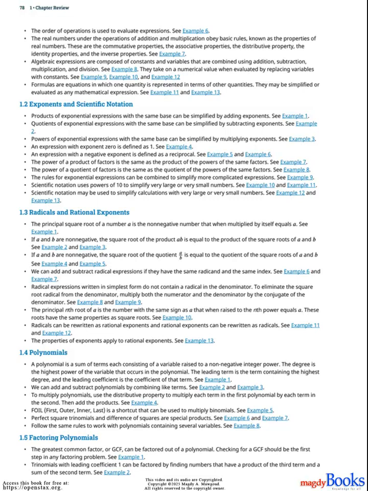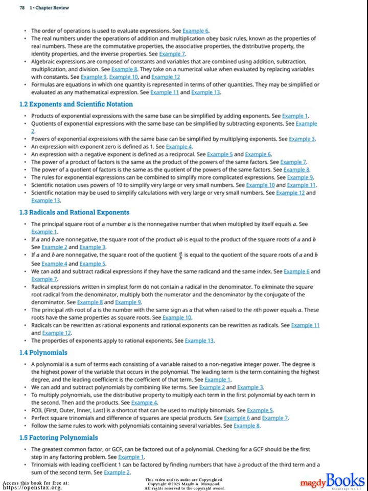1.2.4. An expression with exponent 0 is defined as 1. See Example 4. 1.2.5. An expression with a negative exponent is defined as a reciprocal. See example 5 and example 6.